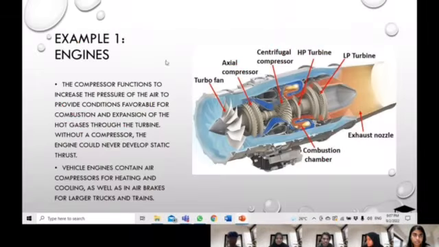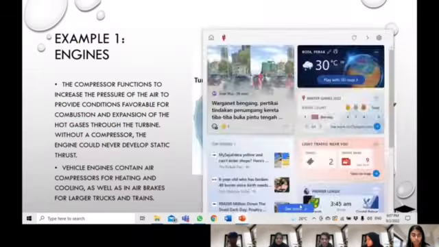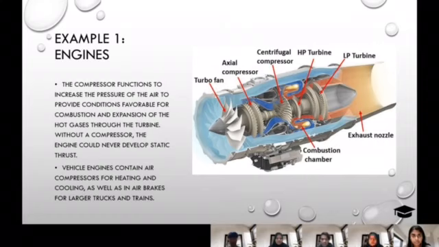Next, we move on to the real-life applications of the compressor. Example 1 is when the compressor is used in engines. The compressor functions to increase the pressure of the air to provide conditions favorable for combustion and expansion of the hot gases through the turbine. Without a compressor, the engine could never develop steady thrust. Vehicle engines contain air compressors for heating and cooling, as well as in air brakes for larger trucks and trains.